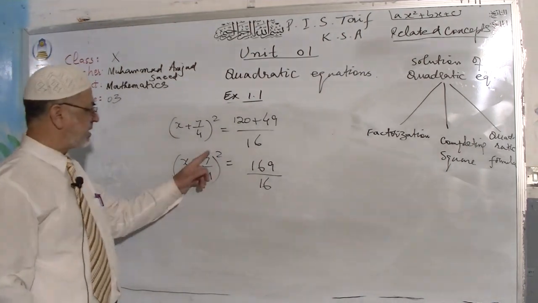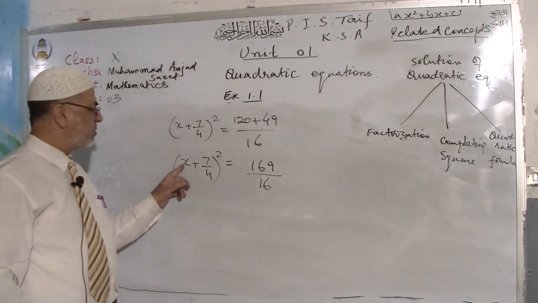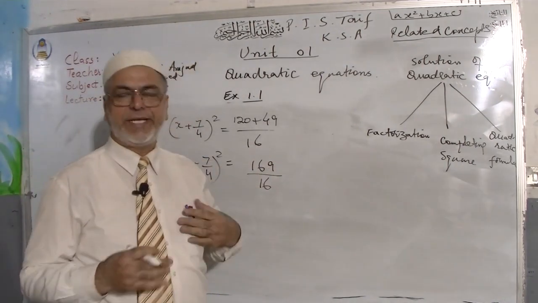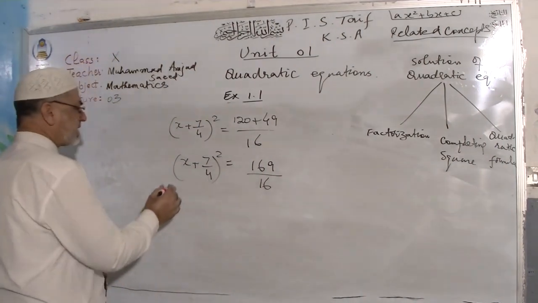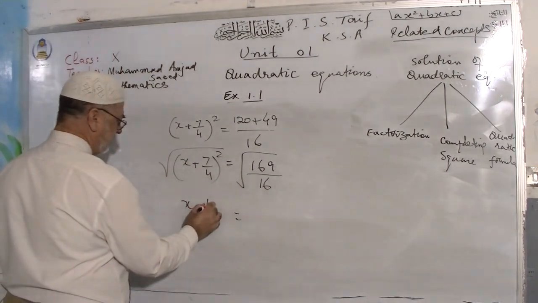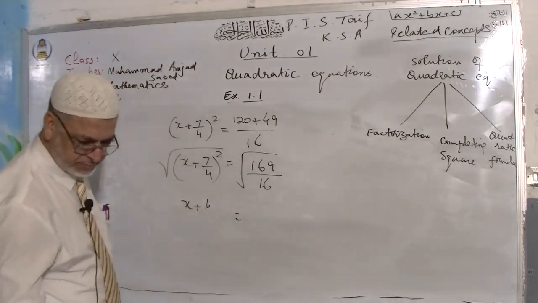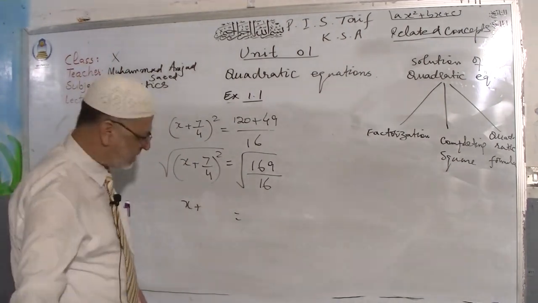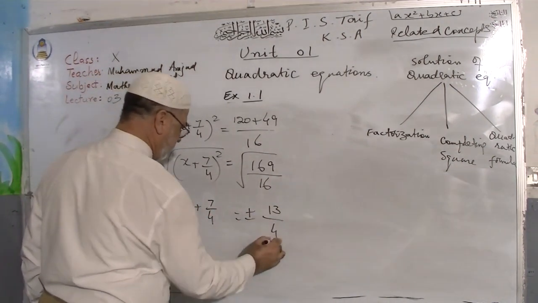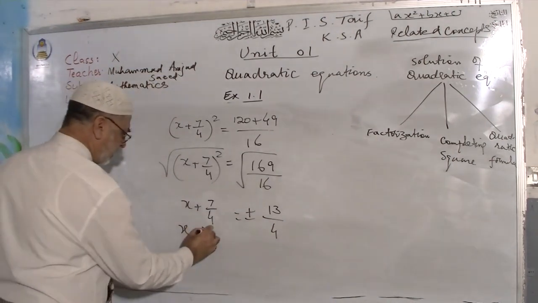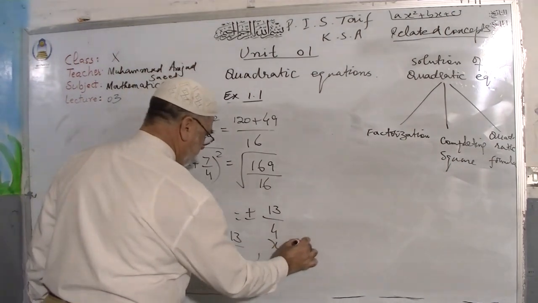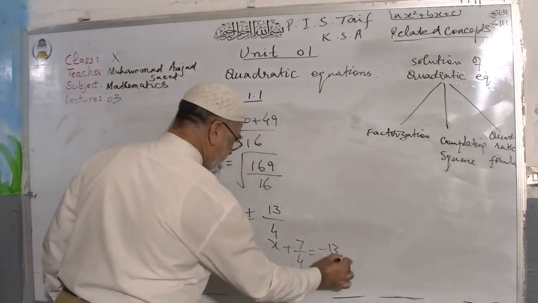Here is square, so to get a unique value of x you have to reduce the power. For reduction of the power, you have to take the square root. Taking square root on both sides, x plus 7 over 4 is equal to plus minus 13 over 4. So x plus 7 over 4 is equal to plus 13 over 4, and x plus 7 over 4 is equal to minus 13 over 4.